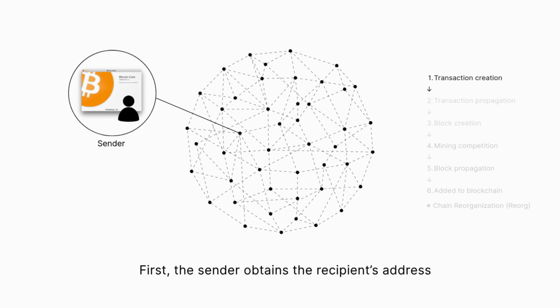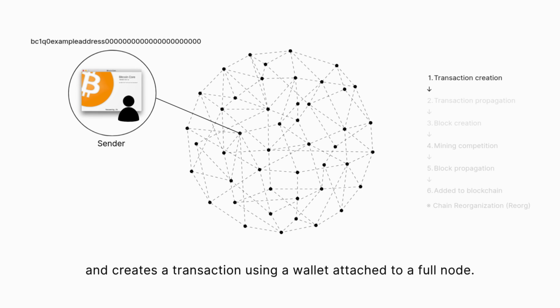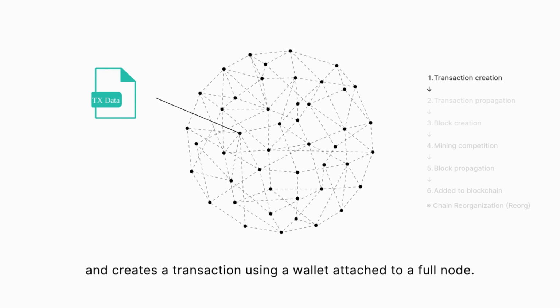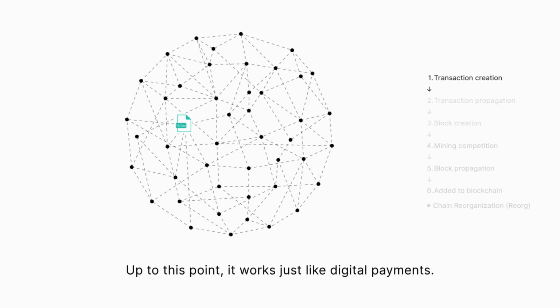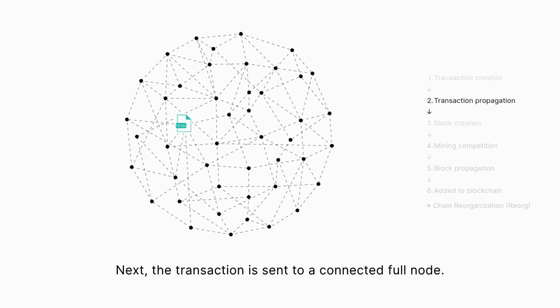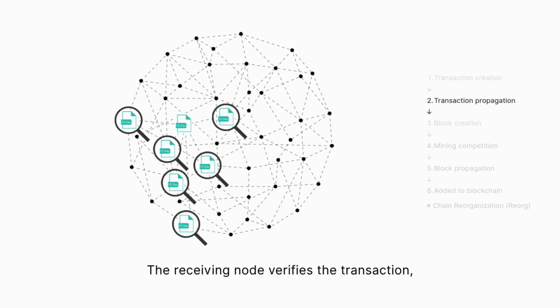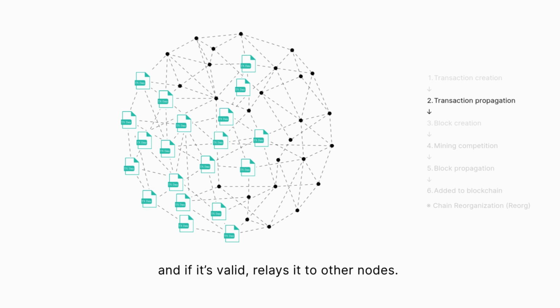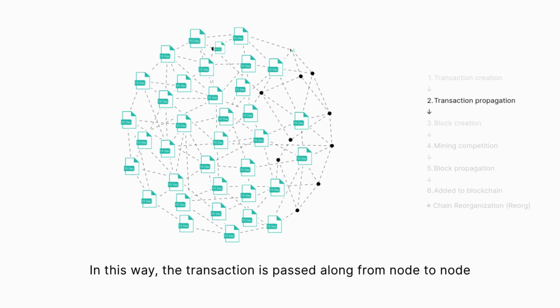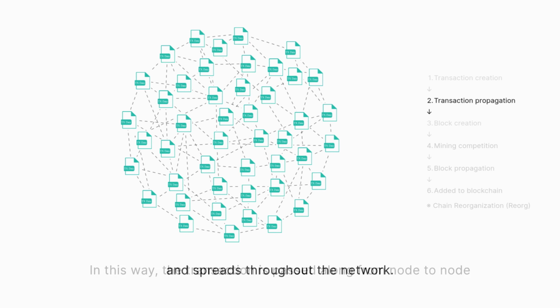First, the sender obtains the recipient's address and creates a transaction using a wallet attached to a full node. Up to this point, it works just like digital payments. Next, the transaction is sent to a connected full node. The receiving node verifies the transaction, and if it's valid, relays it to other nodes. In this way, the transaction is passed along from node to node and spreads throughout the network.